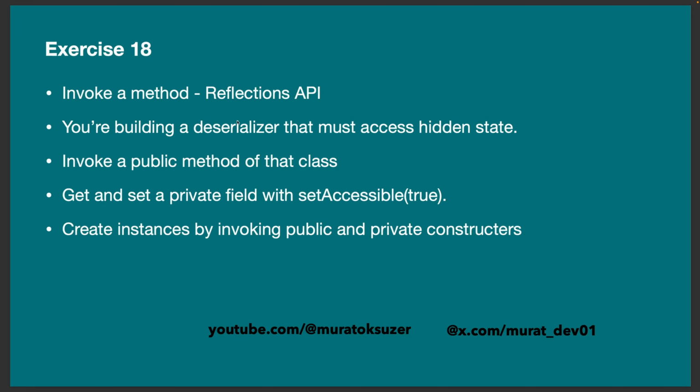Next exercise is about invoking methods and constructors using Reflections API. Invoke a public method of that class, get and set a private field with set accessible true. Create instances by invoking public and private constructors.